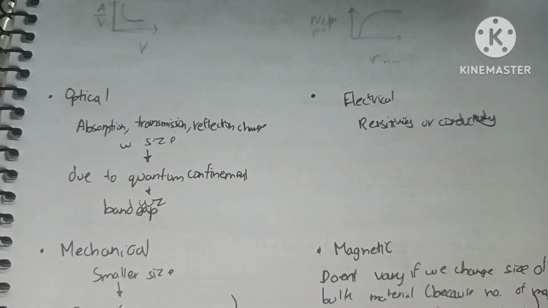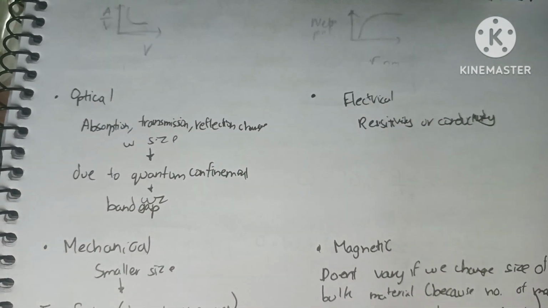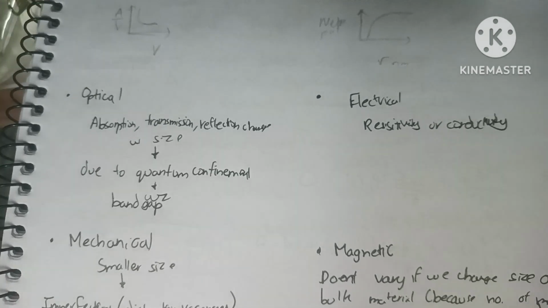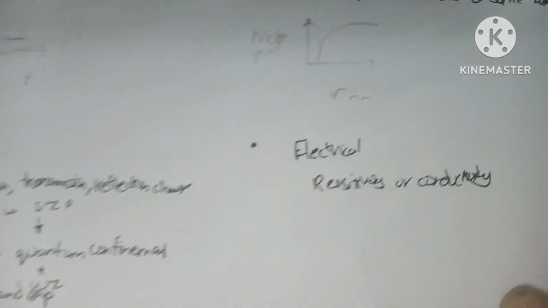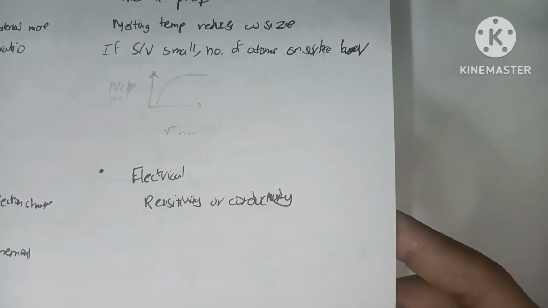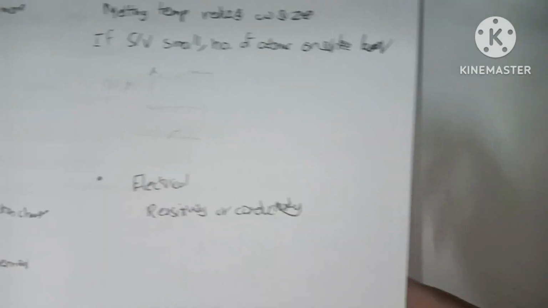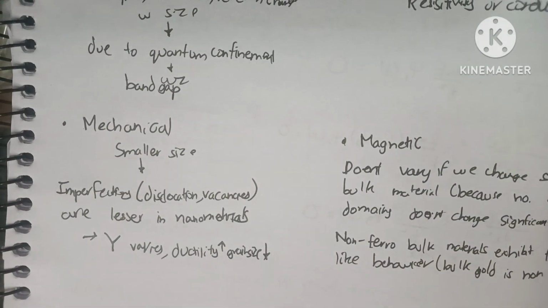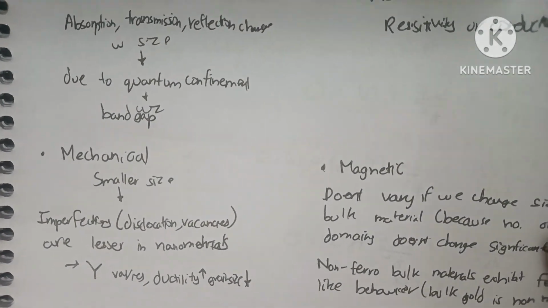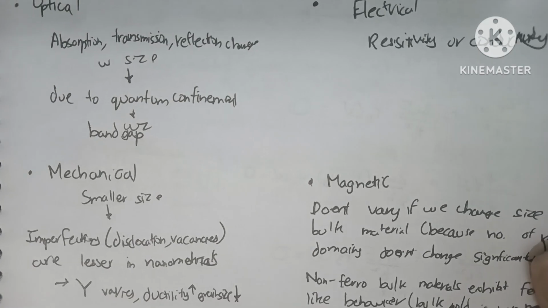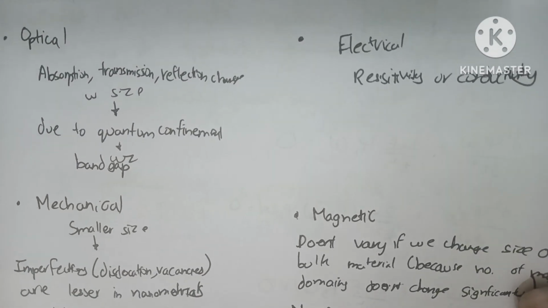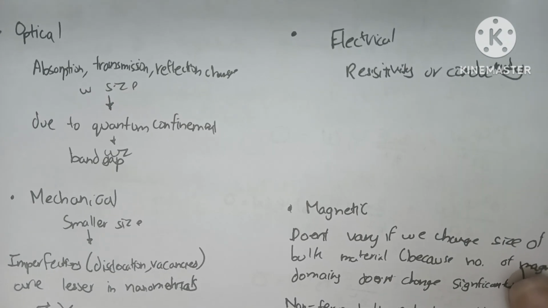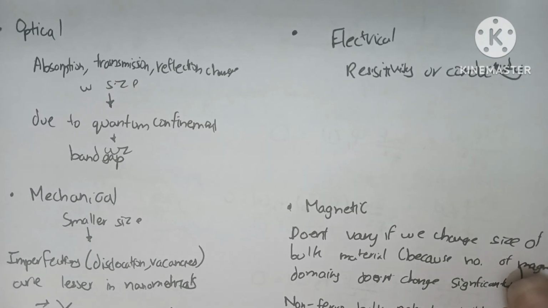Optical properties. Absorption, transmission and reflection changes with size due to quantum confinement because of the band gap. Electrical resistivity or conductivity is pretty high for these type of materials. As for mechanical properties, smaller size leads to more imperfections. But since the nanomaterials are small, there are less imperfections in dislocation and vacancies.